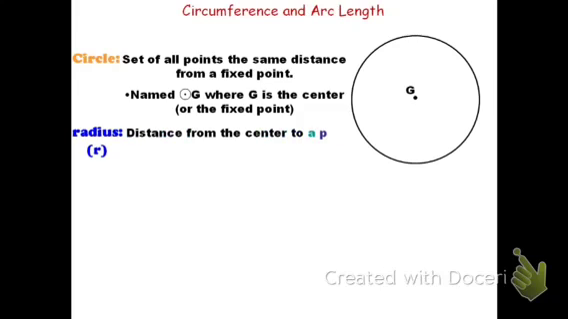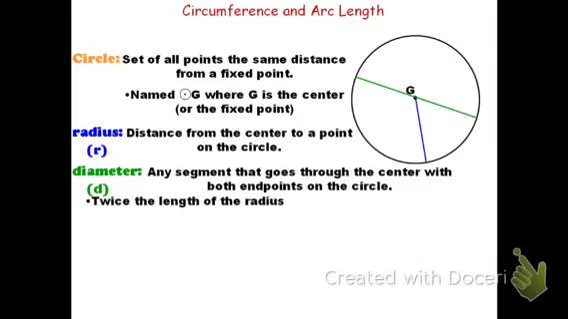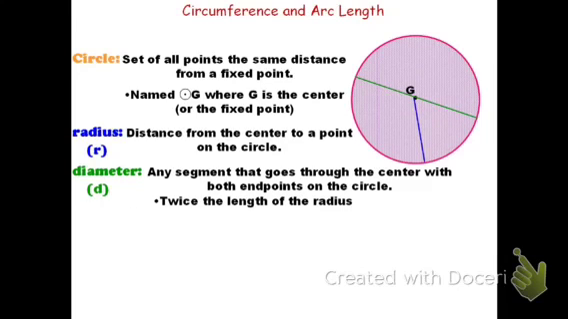The radius is the distance from the center to any point on the circle, versus the diameter, which is any segment that goes through the center and has both endpoints on the circle. The diameter is a special type of chord. Chords have endpoints on the circle, but the diameter is a special chord because this chord has to go through the center.